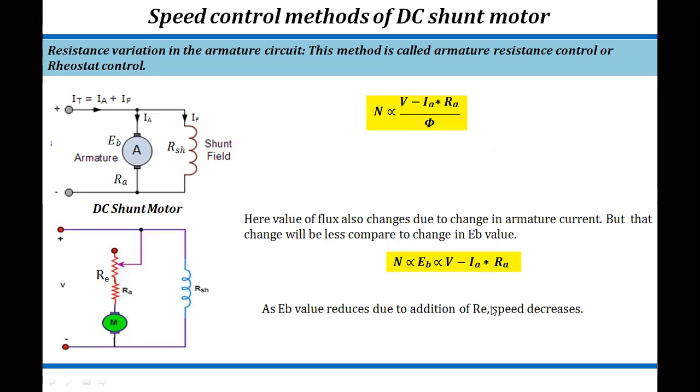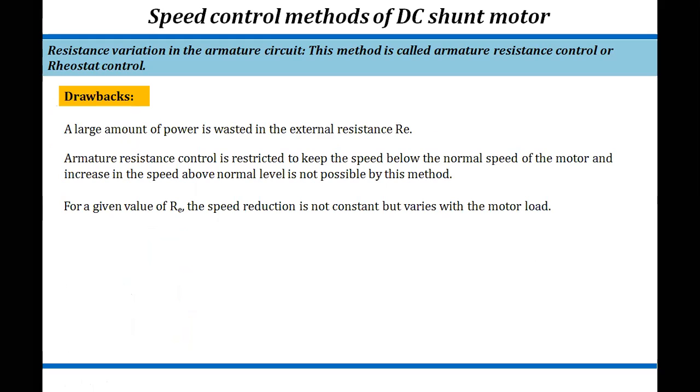If the value of resistance increases, you can see how our equation works: EB is related to RA with a negative sign. So if resistance increases, EMF will decrease. As the value of EB reduces due to the increase in resistance, speed will decrease, because speed is directly proportional to the EMF. And as the EMF reduces, your speed will decrease. So this is the drawback of resistance variation in the armature circuit.